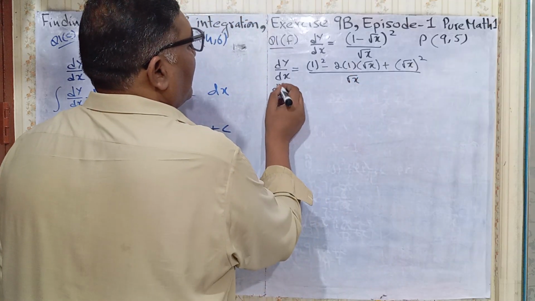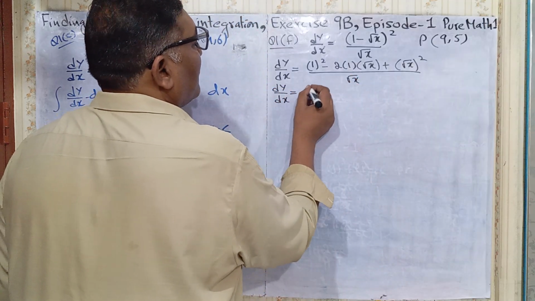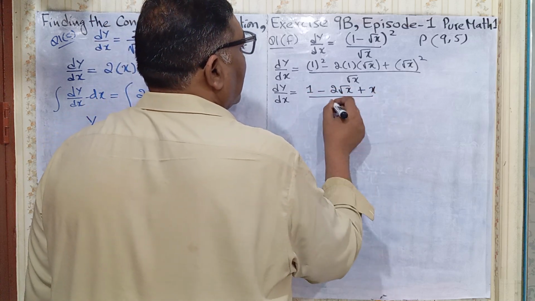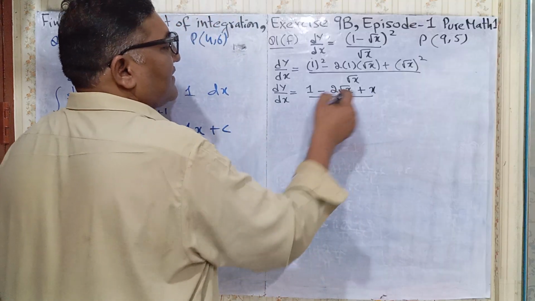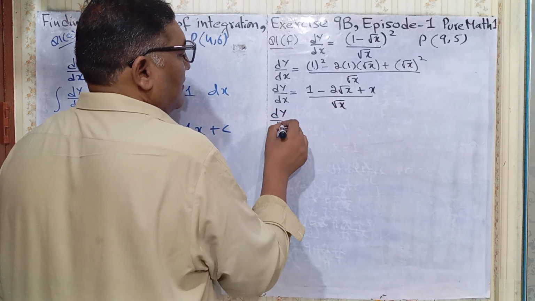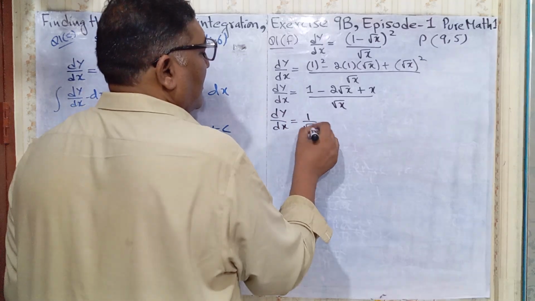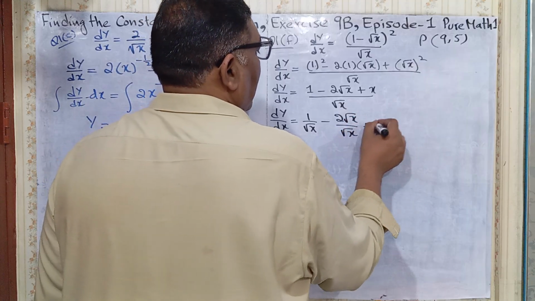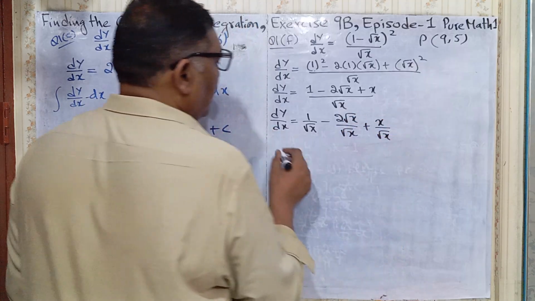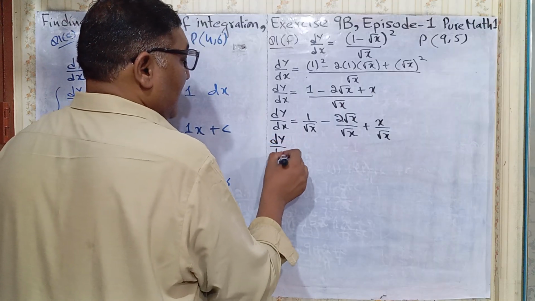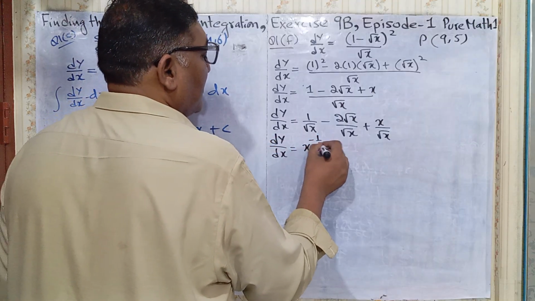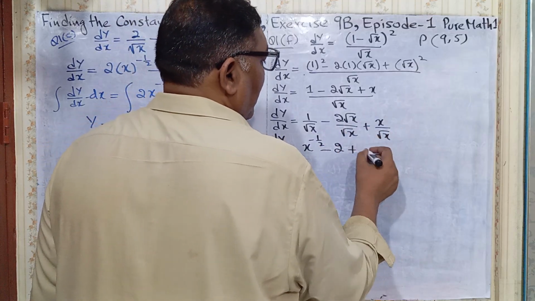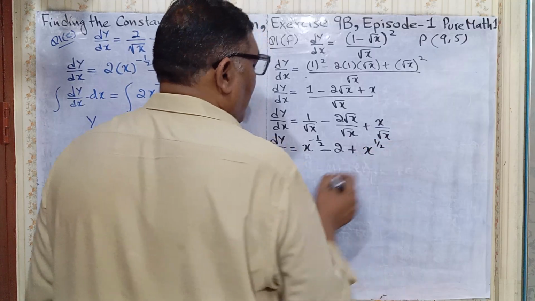So you will have dy/dx equals 1 minus 2 under root x plus x, divided by under root x. Now I will divide every term by under root x. So you will have 1 divided by under root x, minus 2 under root x by under root x, plus x divided by under root x. So dy/dx becomes x raised to power minus 1/2 minus 2, since the under roots cancel, and x to the power 1/2 is left.